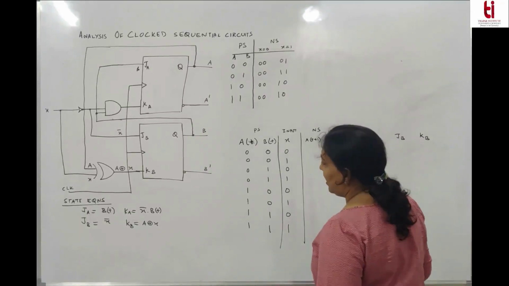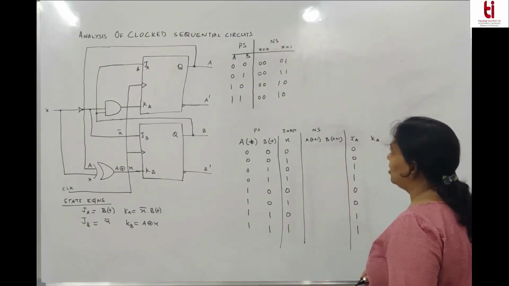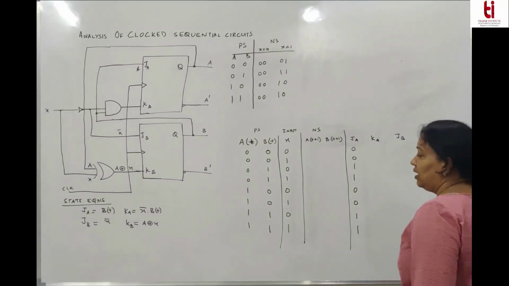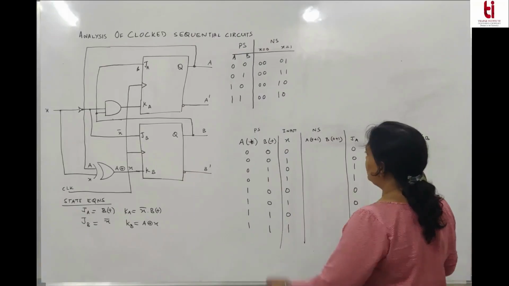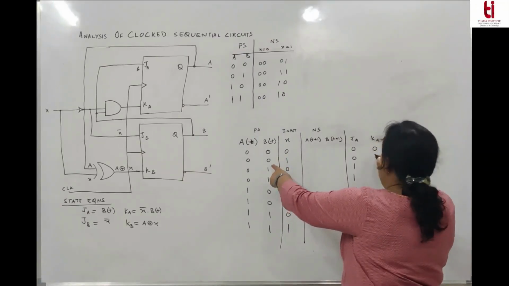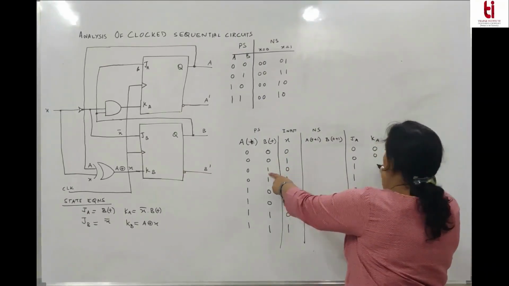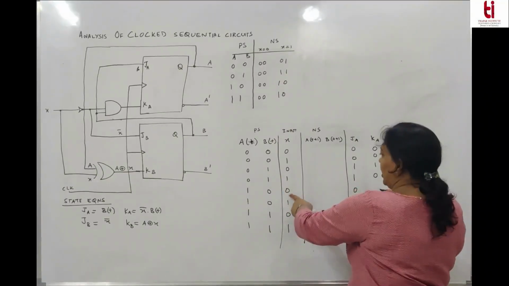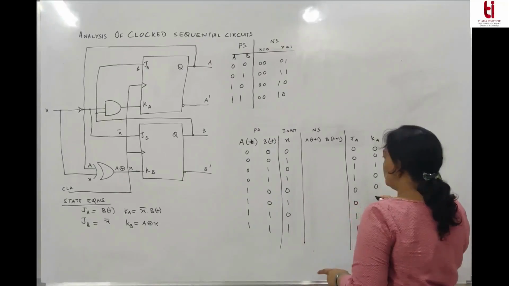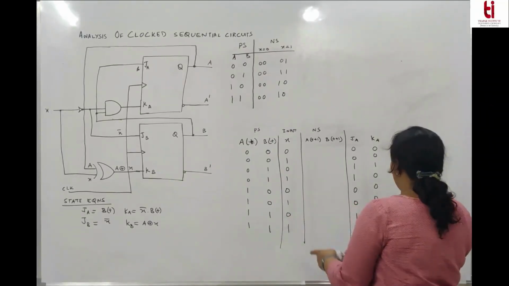What is KA? X bar into B. B is 0, so this will be 0, 0. X bar into B, with B as 1, X bar will be 0. X bar into B, so this is both 0. X bar into B, 1, 0.